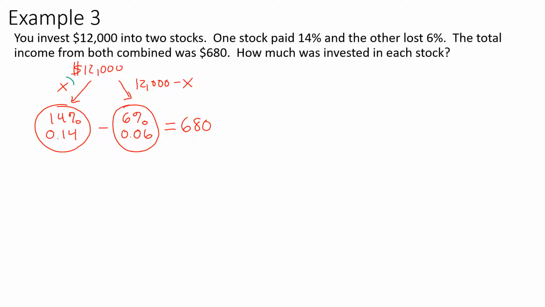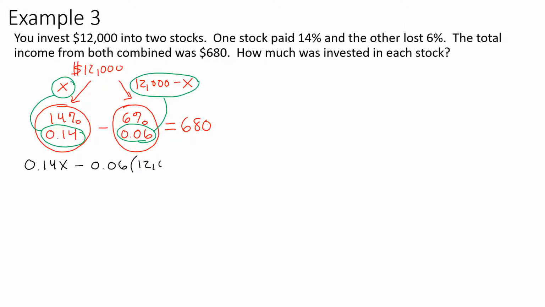I take how much money goes into an account and I multiply it by the decimal percentage rate. And I do that for each one. So I take 12,000 minus X and I multiply it by 0.06. And that leaves me with this equation: 0.14X minus 0.06 times the quantity 12,000 minus X equals 680. So somehow you need to create an equation involving X. So we're going to solve that now for x.